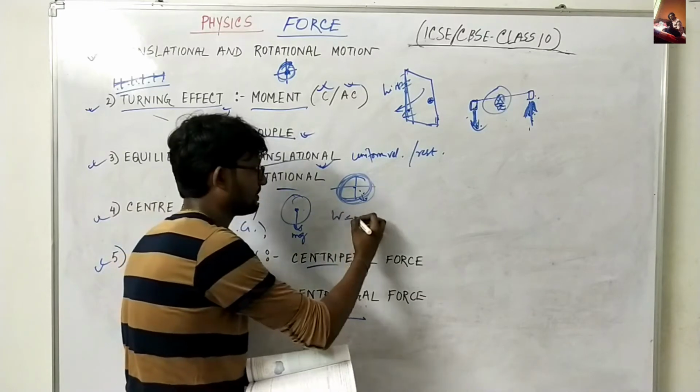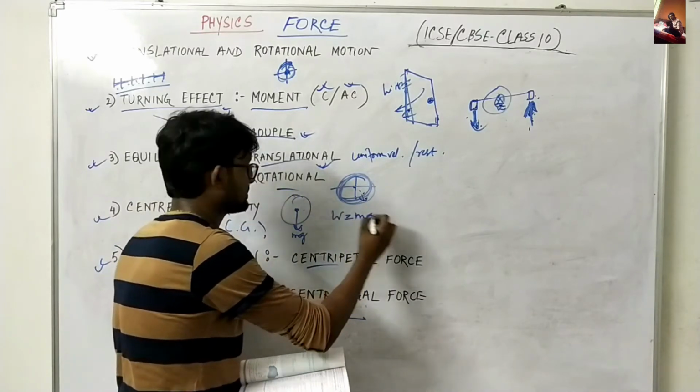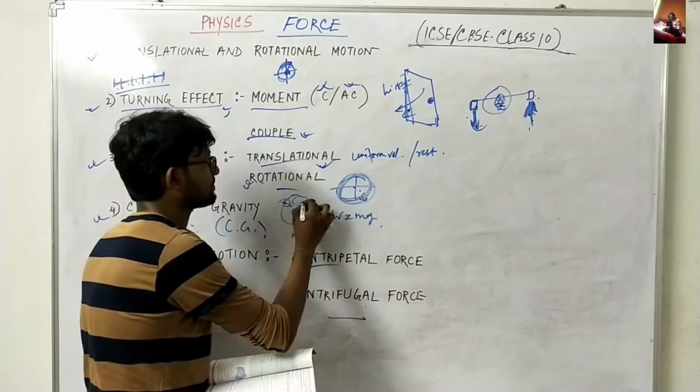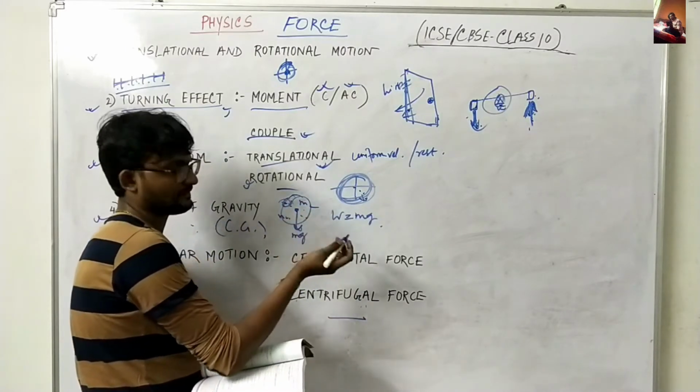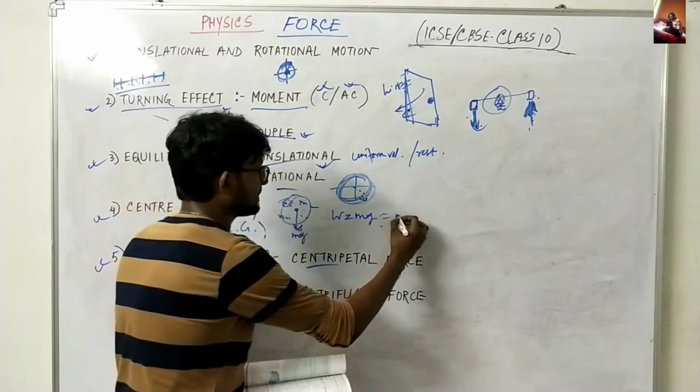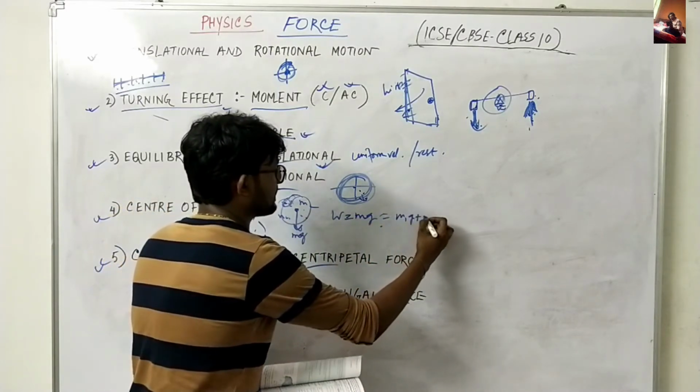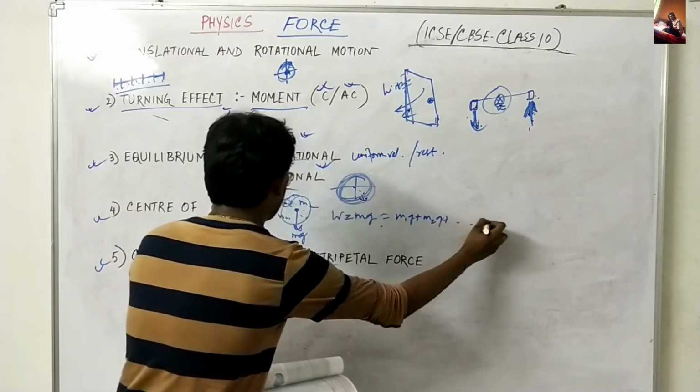You guys know W equals mg. So if you consider this m1, a small mass, this as m2, m3 and so on, g is the same for each case. So over here this will be equal to m1 g plus m2 g and so on.